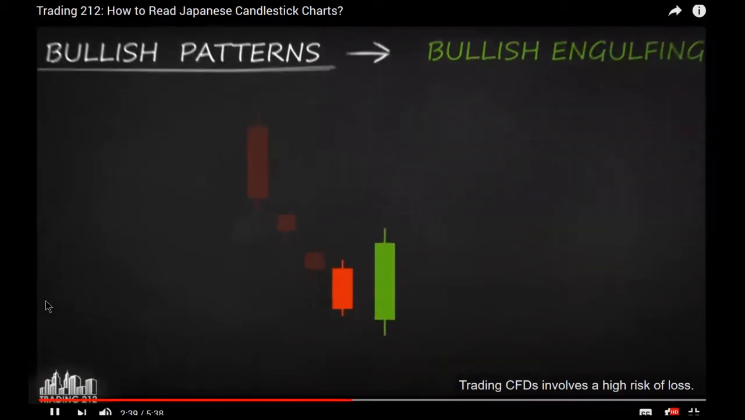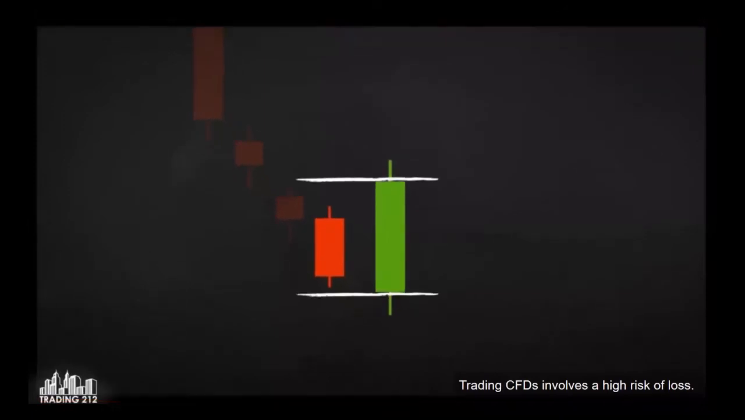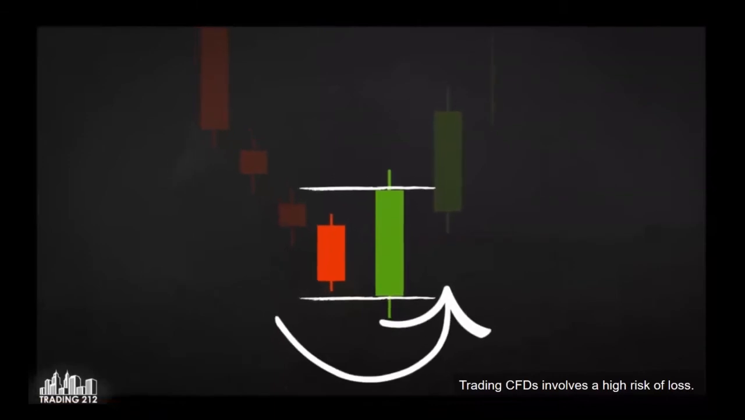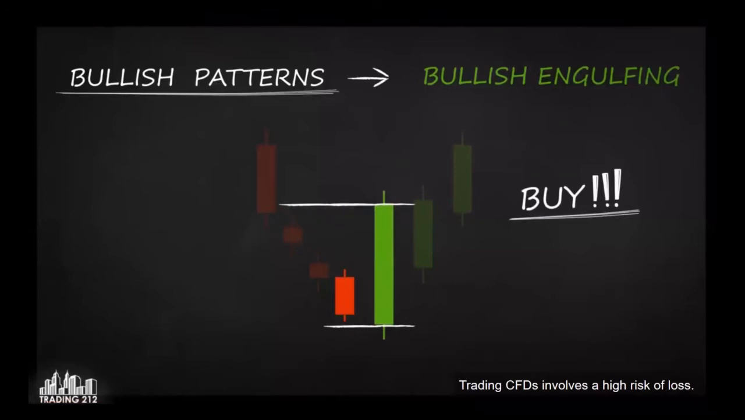Followed by a bigger green one, which fully engulfs the red candle. The pattern is an indication for a market turning point. In simple words, it's likely that the market may start going up and you can buy. The indication is even stronger if the green candlestick engulfs 2 or 3 red candles.